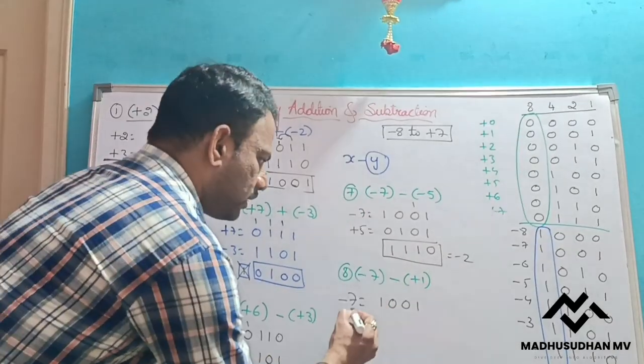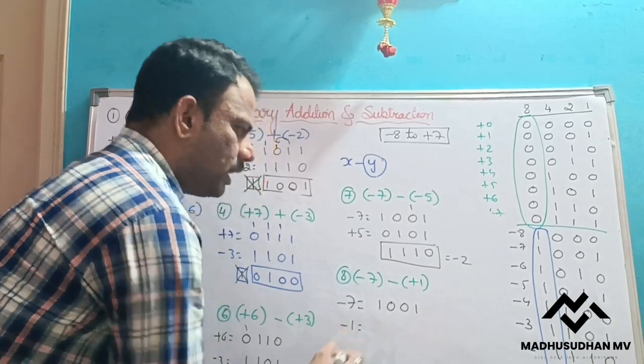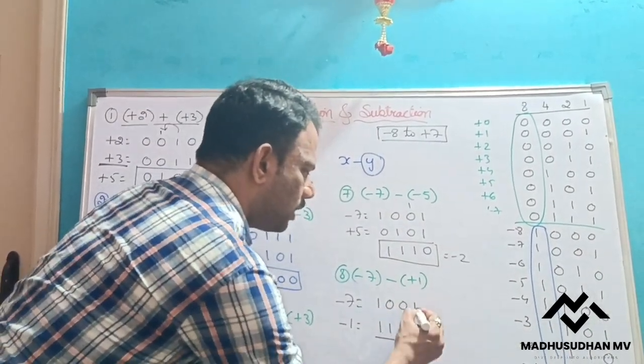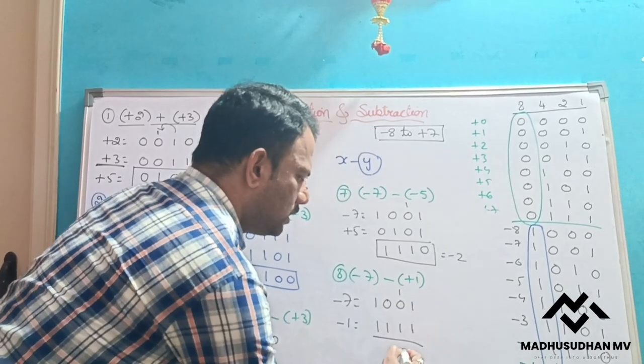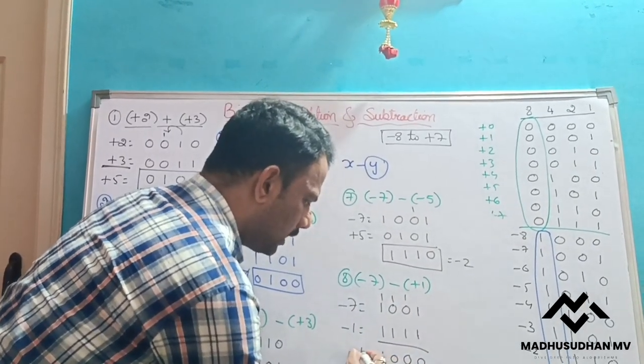Okay, so now for the plus 1, take the 2's complement, that is nothing but minus 1. So minus 1 is equal to all ones, 1, 1, 1, 1. Now you add this: 1 plus 1 is 0 carry 1, 0 carry, 0 carry. When there are three ones, it is 1 and then carry.